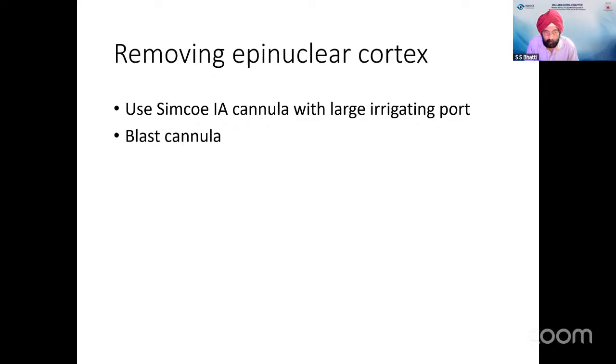The other method is that you could use a Simcoe irrigating aspiration cannula, but with a large aspirating port. In other words, you don't have a 0.1 or a 0.2; you can actually have a 0.3 mm aspiration port and maybe a 20 gauge irrigation. I've written here Simcoe with a large irrigating port. What I actually should have written was with a large aspirating port.